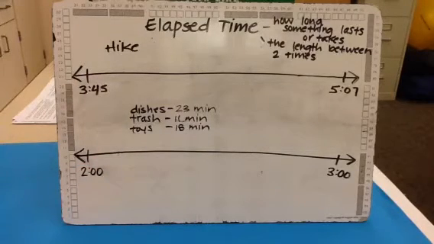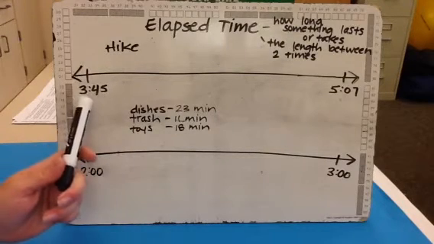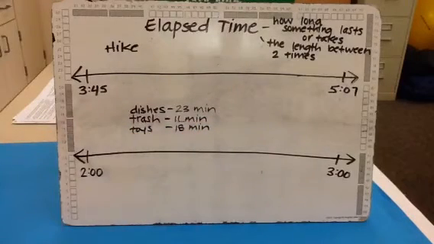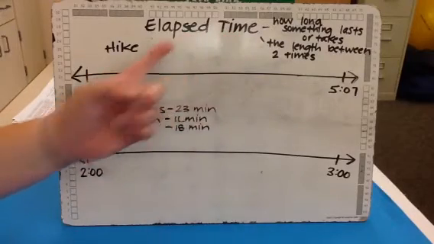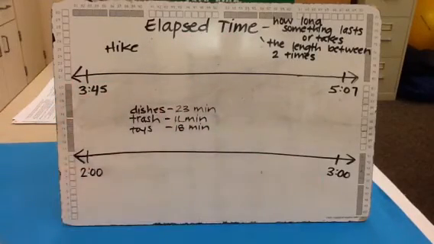So I'm going to go ahead and use it, and I will show you another strategy I'll be using that's not the timeline. So here I went on my hike, started at 3:45, ended at 5:07. So my question is, what was the duration of my hike? How long was I hiking for? How much time elapsed between the start and end of my hike?